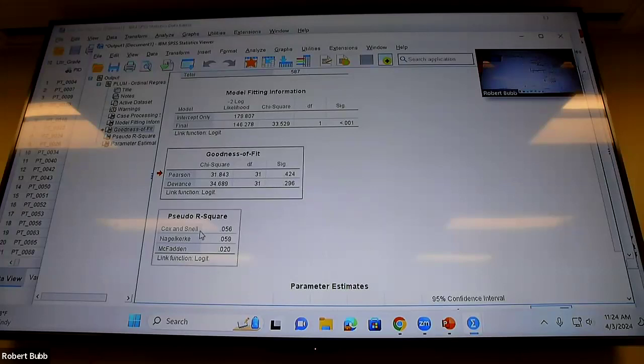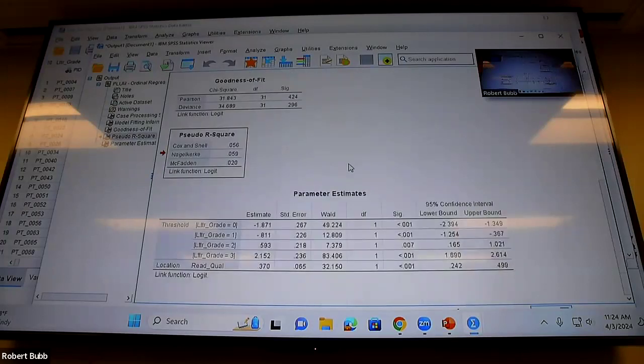We then have our R squared values down here: Cox and Snell, Nagelkerke, and McFadden. So help me out here. Which one would we want to use and why? We have 3 up there. Which one would be best?